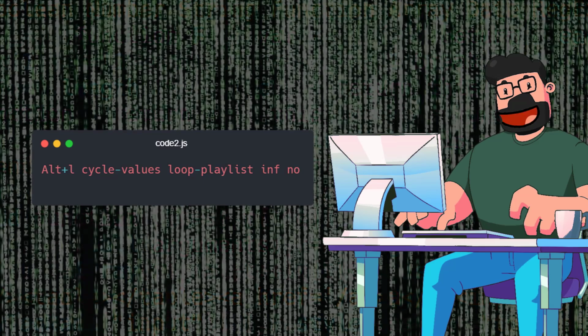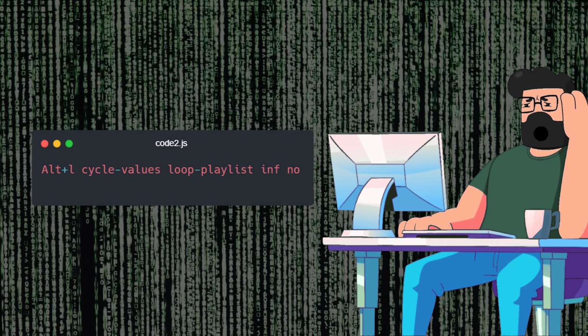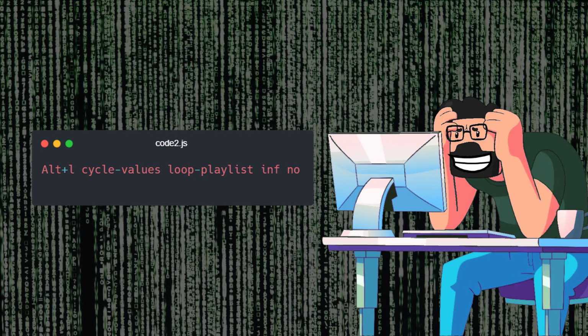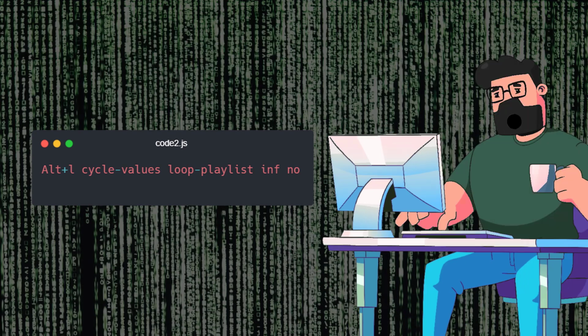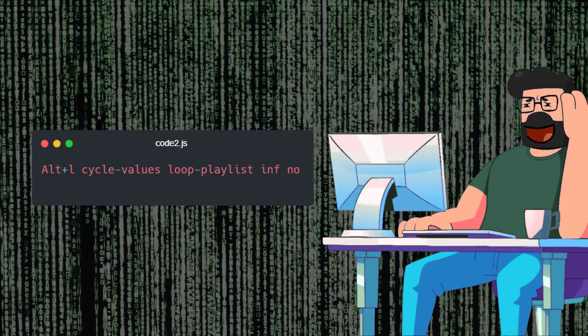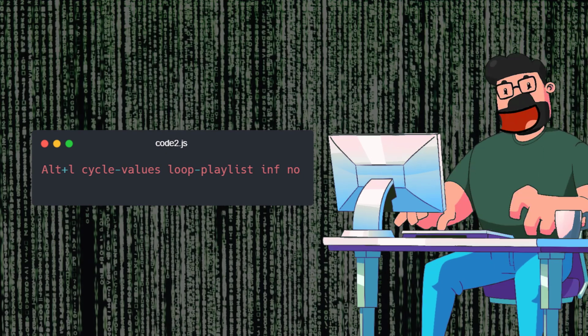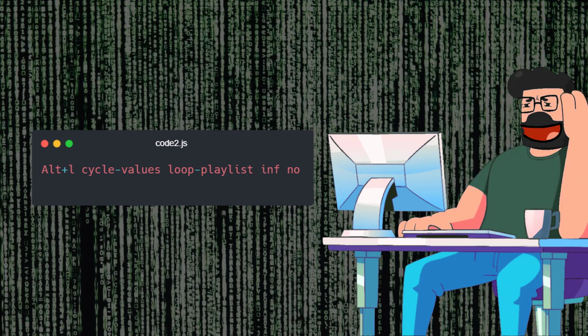Expanding further on the solution, if you prefer a more straightforward approach, you can go for Alt+L cycle-values loop-playlist inf no. This variation ensures that you only alternate between turning the loop playlist on and off, without the additional nuances of cycling through all possible values. It's a precise and efficient way to handle the repeating conundrum within MPV. With these key bindings in place, your playlist control just got a whole lot easier.